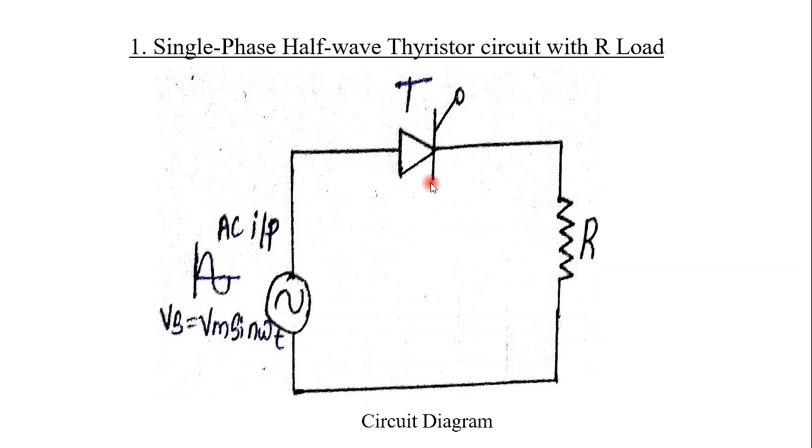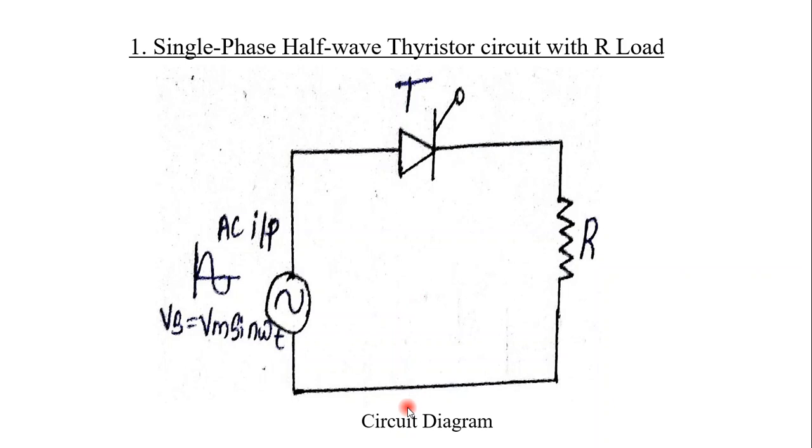The circuit consists of thyristor and AC voltage source as the input, and load. The load may be purely resistive, inductive, or combination of resistive and inductive. For simplicity, we will consider a resistive load. A simple circuit diagram of single phase half wave controlled rectifier is shown in the slide.